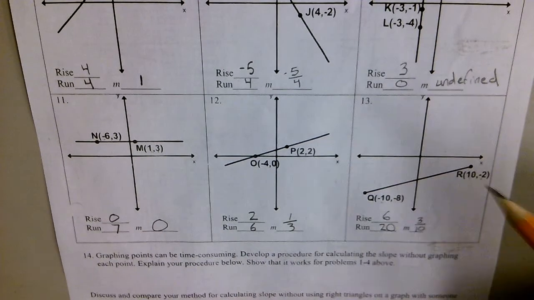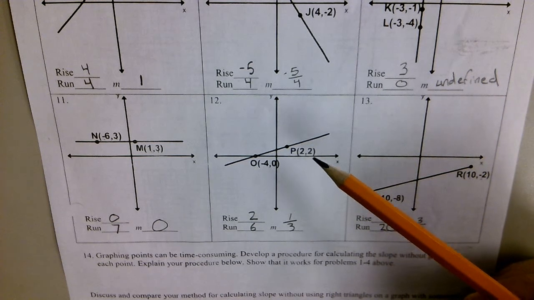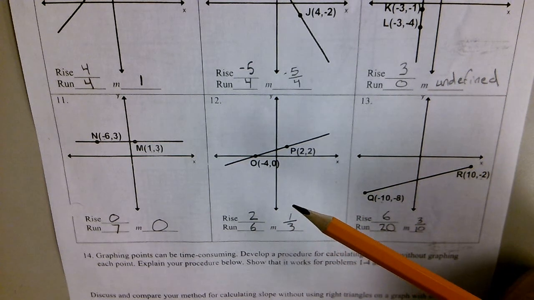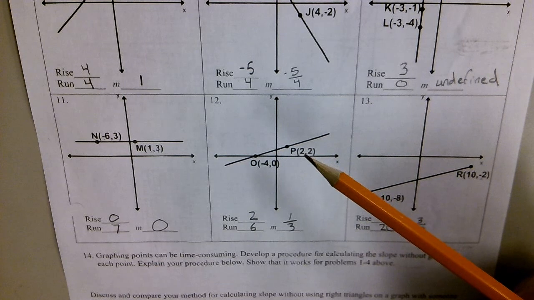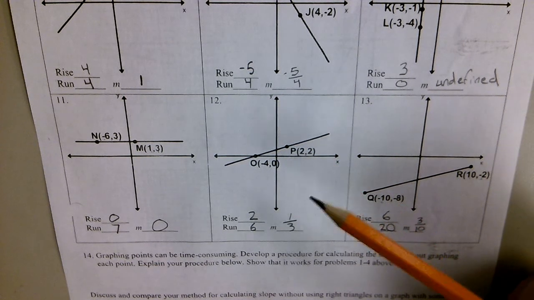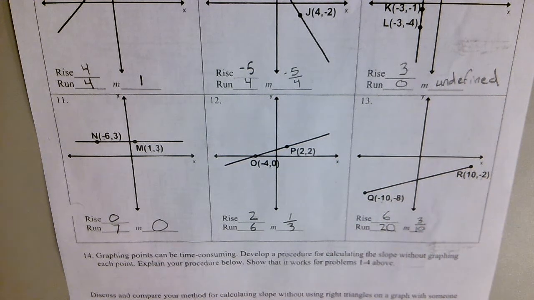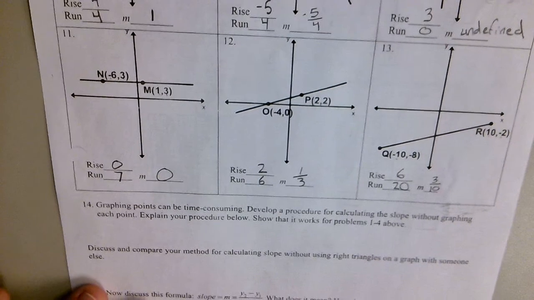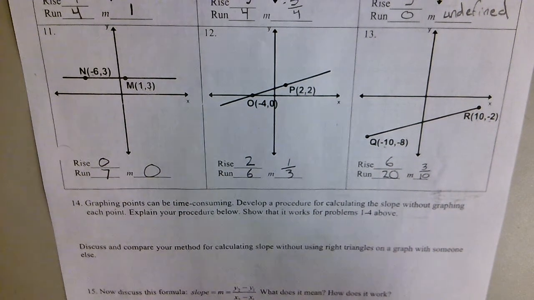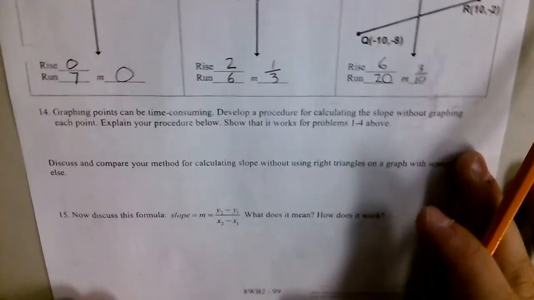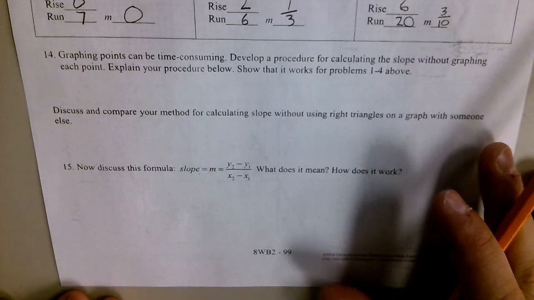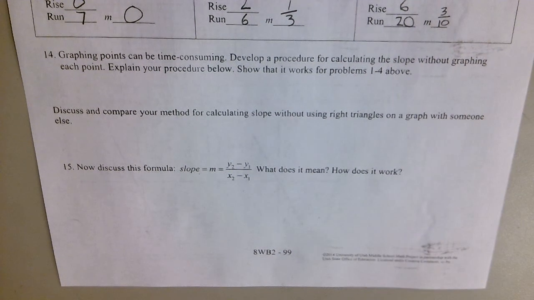We can find out how much y changes. We can make that our rise. We can find out how much x changes. We can make that our run. And then we can find rise over run without having to graph any points. So that is one way you could do that. For number 14, that's our procedure that we're going to follow. Okay? And then discuss our slope formula here.